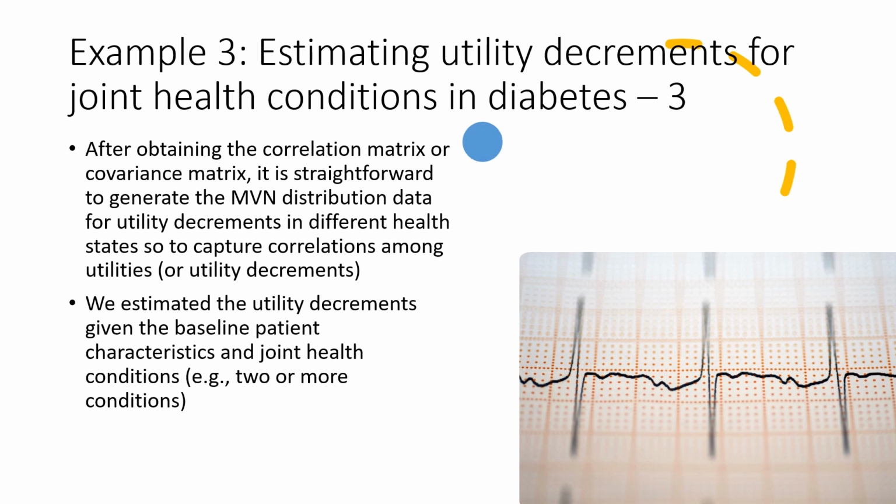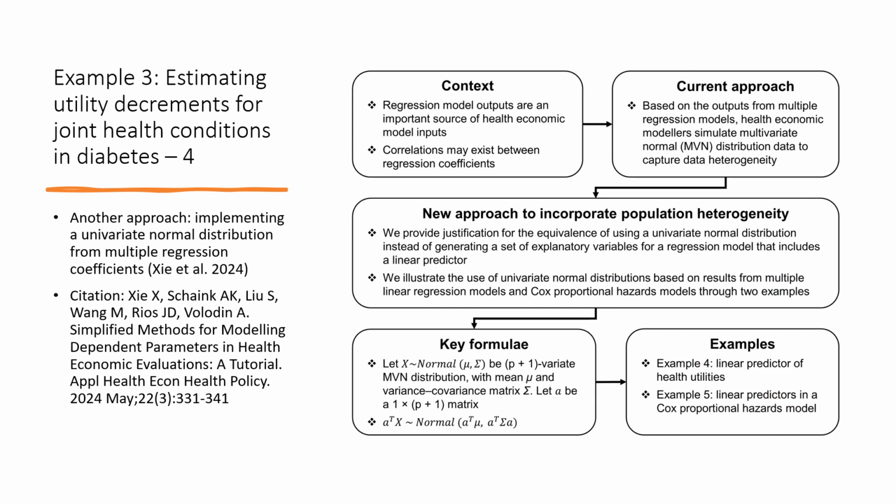After obtaining the correlation matrix or covariance matrix, it is straightforward to generate the multivariate normal distribution data for utility decrements in different health states, so as to capture correlations among utilities or utility decrements. Furthermore, we estimated the utility decrements given the baseline patient characteristics and joint health conditions, 2 or more conditions. In our other article, we introduced the method of implementing a univariate normal distribution from multiple regression coefficients.